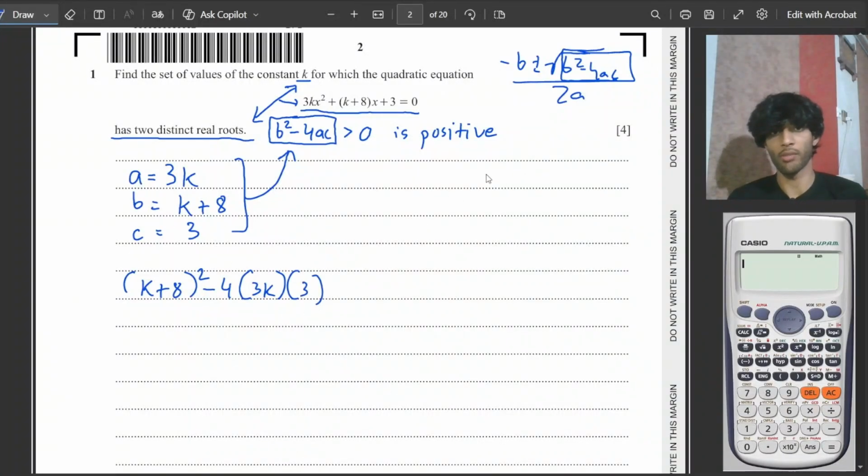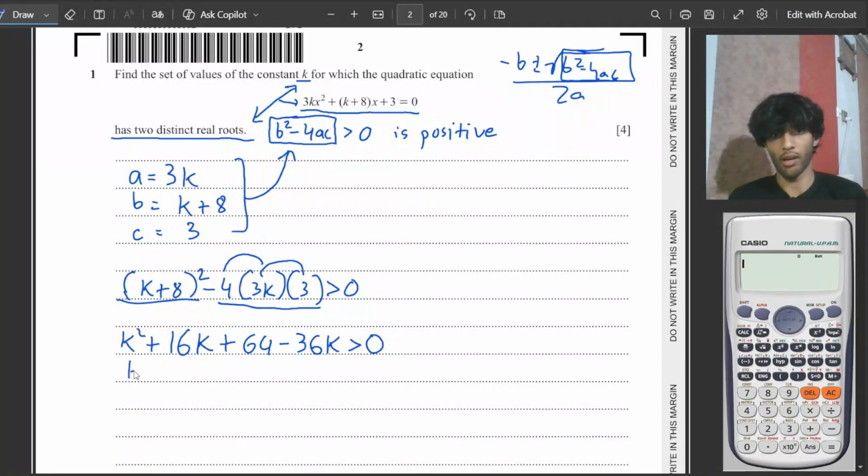Now let's simplify all of this, and remember, this has to be greater than 0. That's what two distinct real roots means: your discriminant value is going to be greater than 0. First of all, I can expand k plus 8 squared, using the identity a plus b squared. The identity gives a squared, so k squared, plus 2ab, so 2 times k times 8, that's 16k, and lastly plus b squared. The b term is 8, 8 squared is 64. Then you can simplify the remaining part: 3 times 3 is 9, 9 times 4 is 36, so you're going to get negative 36k. All of this has to be greater than 0.